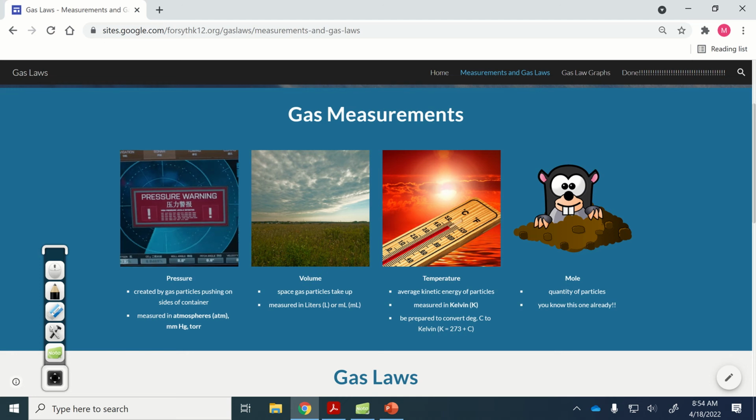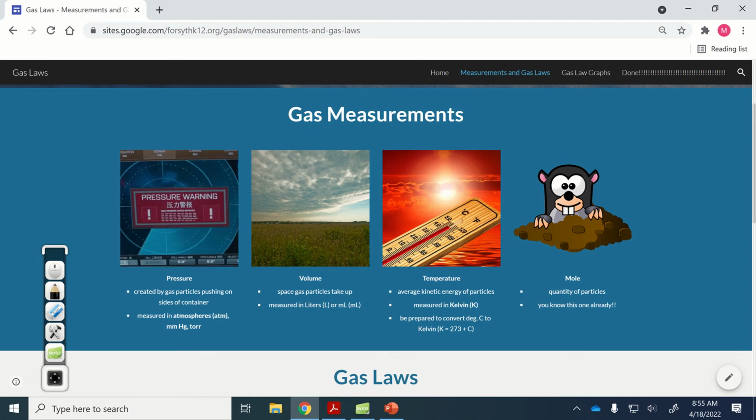This has to be measured in Kelvin during this unit, so we have to be prepared to convert between Celsius and Kelvin. Volume is how much space the object takes up, generally in liters and milliliters. The only real new one that we have not played with that much is pressure.